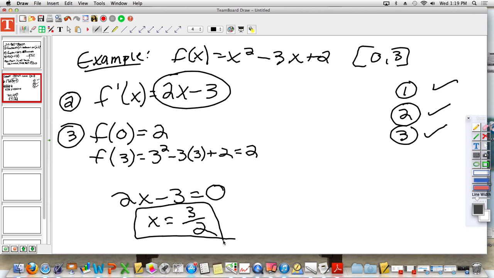So then what do you write? You say Rolle's theorem does not apply. Don't write does not exist, because that doesn't mean it doesn't happen. It just says that Rolle's theorem is not enough to assure you that it does work. So Rolle's theorem does not apply.